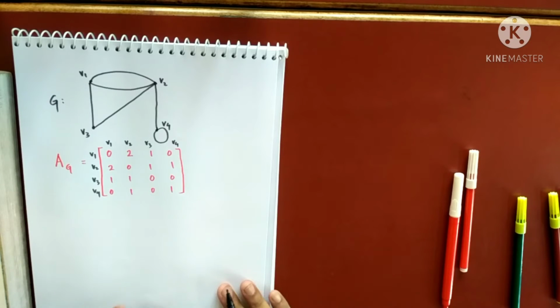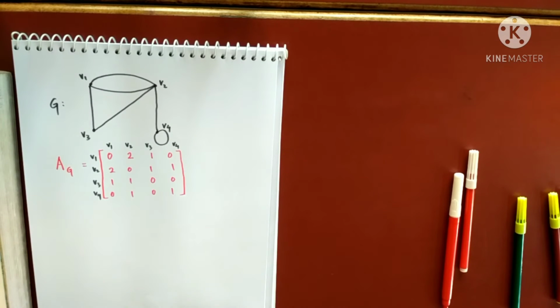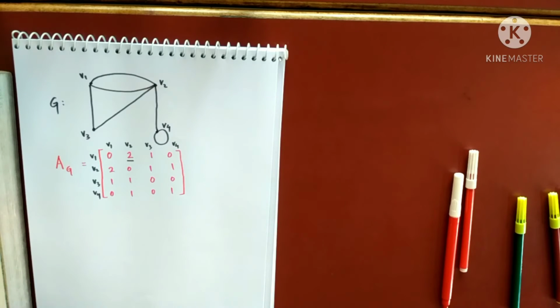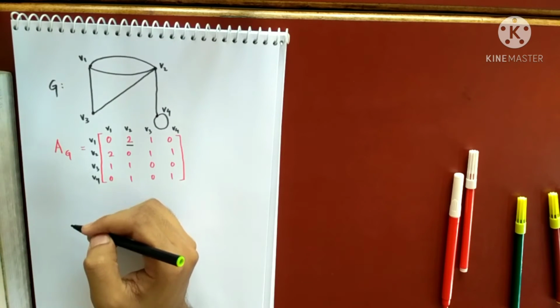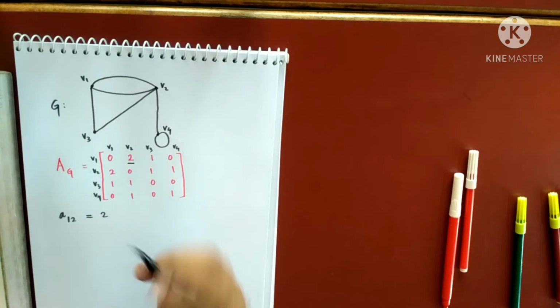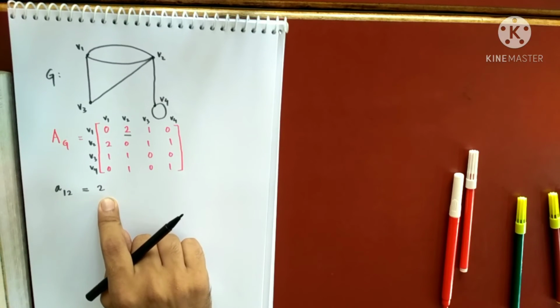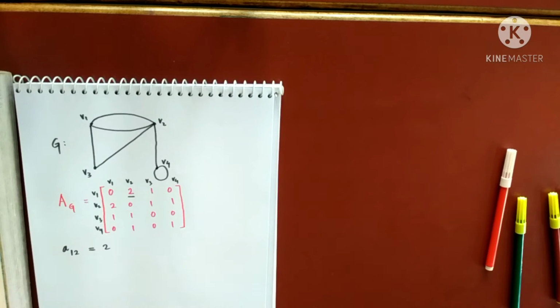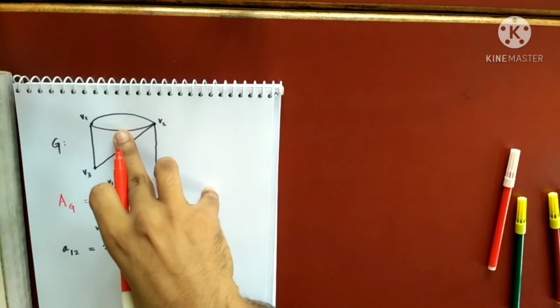Okay. Now this adjacency matrix gives us a very nice property related to this graph G. We'll see what. So look at this entry, the entry A12. This is 2. A12 is 2. And let's see how many walks of length 1 can you find in this graph?